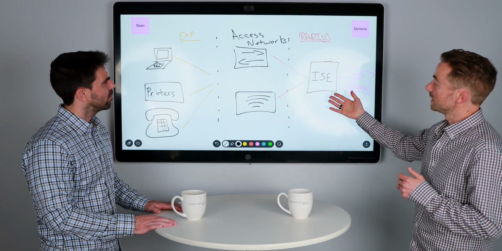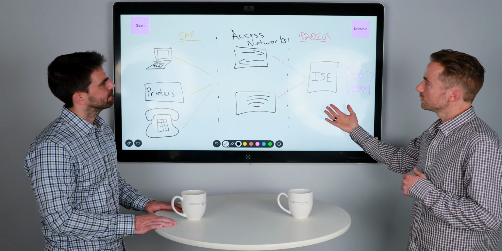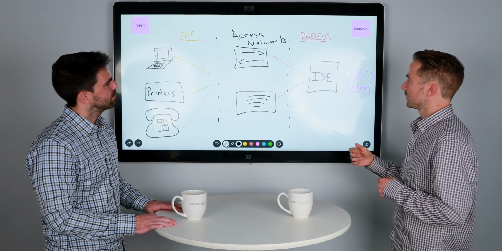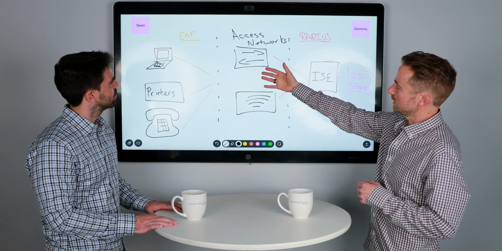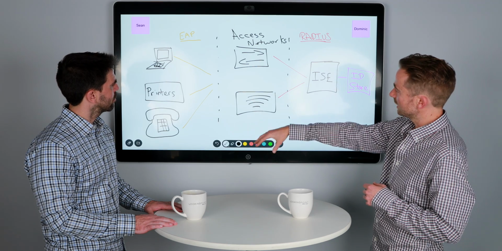So ISE could live in a data center across the WAN. You could put it local to where your access networks are at. It doesn't matter. RADIUS is a routed protocol, right? So these access switches and controllers, they're going to take those credentials sent by your endpoints connecting to the network.